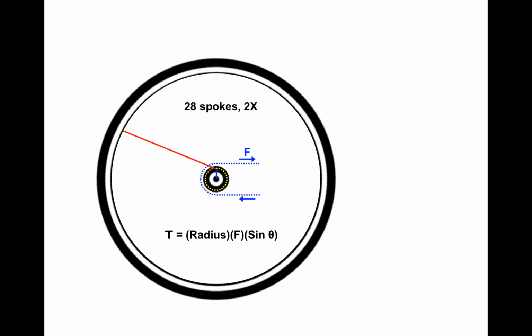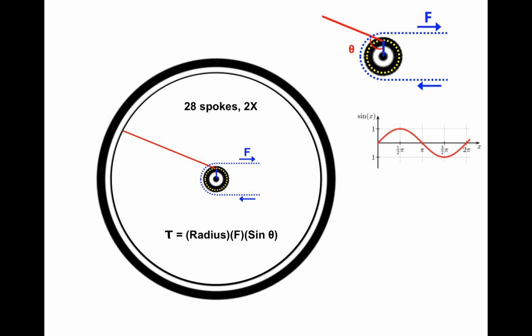Here's my 28-spoke wheel with a 2-cross. Same force, same picture, except a different angle of the spoke. Same formula for torque. Here's my close-up. I see that angle theta is a bigger angle than it was before. If I look at my sine diagram, I see that the sine has started to go down. With the sine being smaller, so will the torque.